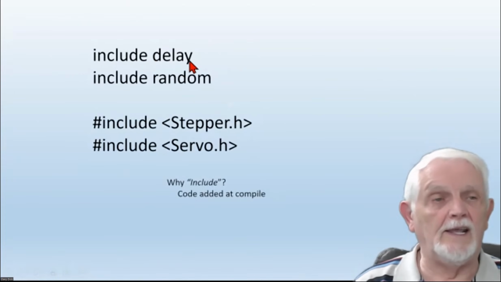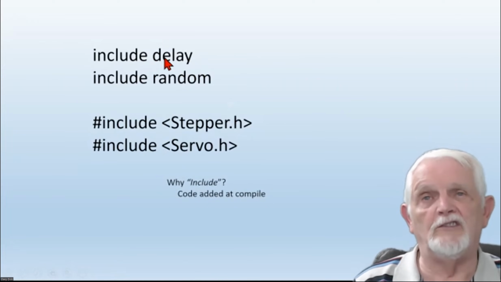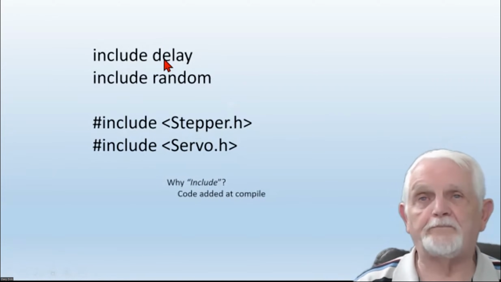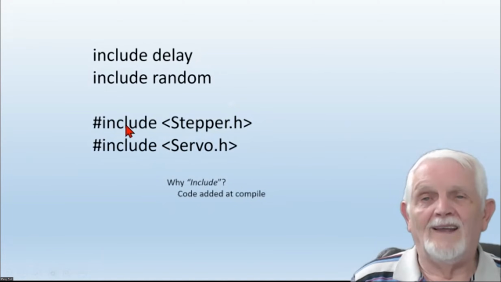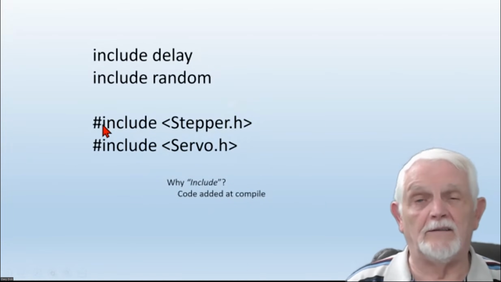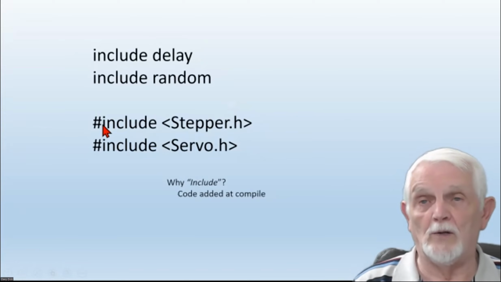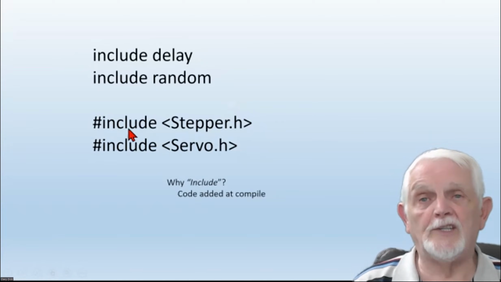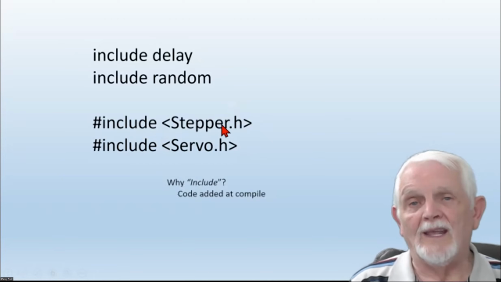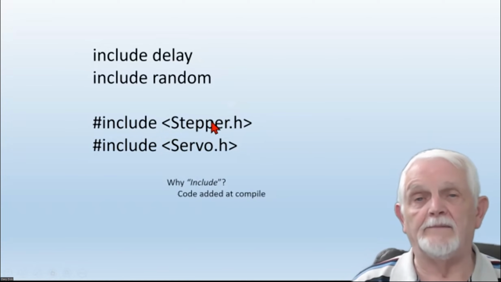To include delay, to include random, and so on. We use these in the pocket money kits. Below it is the syntax for using it in the Arduino. So it's a hash include, and then you tell what extra library you want to add in.